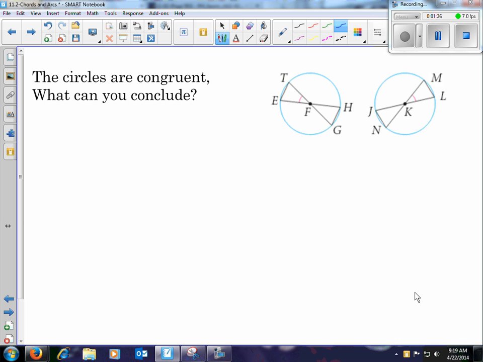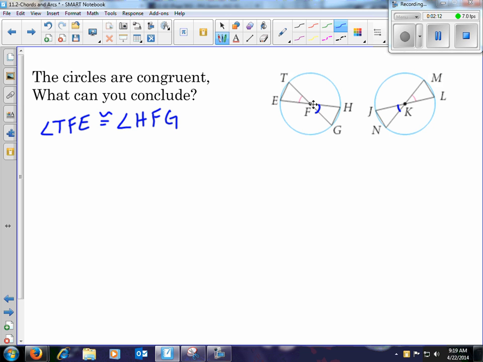Okay, so here's our first example. It says the two circles are congruent. What can you conclude? So first thing I noticed right off the bat is that I have vertical angles right here. So I know that these two angles are congruent to each other and these two angles are congruent to each other. So I can write angle TFE is congruent to angle HFG. So I can say that TFE, this angle here, is congruent to HFG.